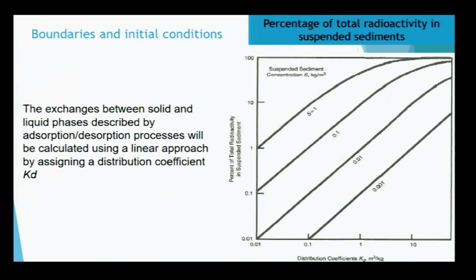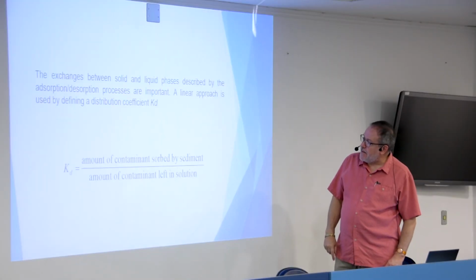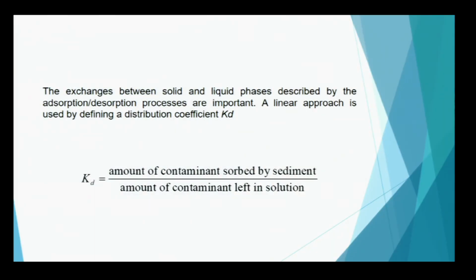Here, what we have is the exchange between the solid and the liquid phase modeled or simulated through this absorption-desorption process. So the whole idea of this exercise is to use, this is percentage of total radioactivity in suspended sediments in this axis, and here there is a distribution coefficient, this KD in cubic meters per kilogram, and here you have different values of suspended sediment concentration. So what is that coefficient KD? That coefficient KD is a ratio between the amount of contaminant sorbed by the sediment to the amount of contaminant left in solution in the water, basically.